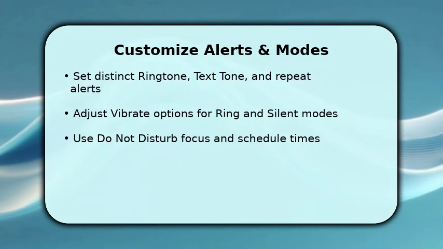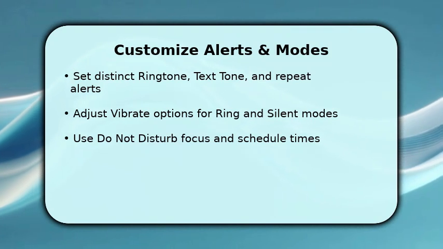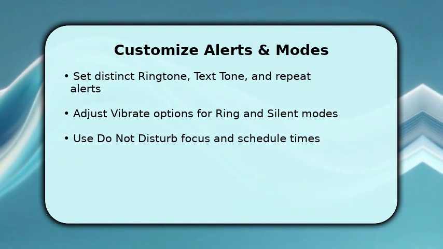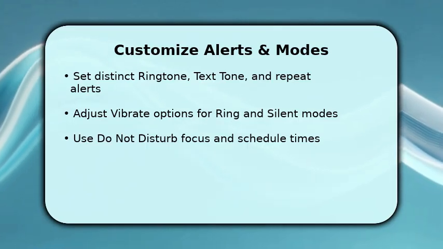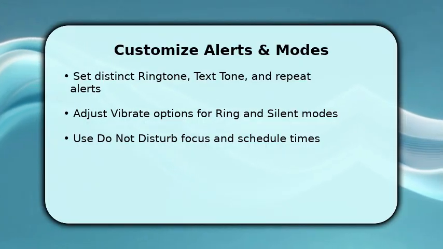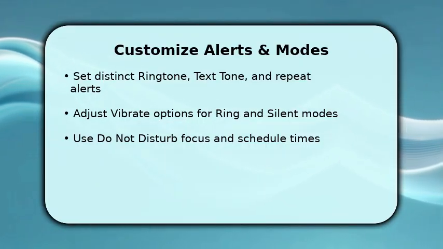You now customize individual alerts so you hear what matters. Tap ringtone and text tone to pick distinct sounds. Choose a louder or more urgent tone for priorities so you recognize them immediately. Then set vibrate options for ring and silent modes to add tactile feedback.